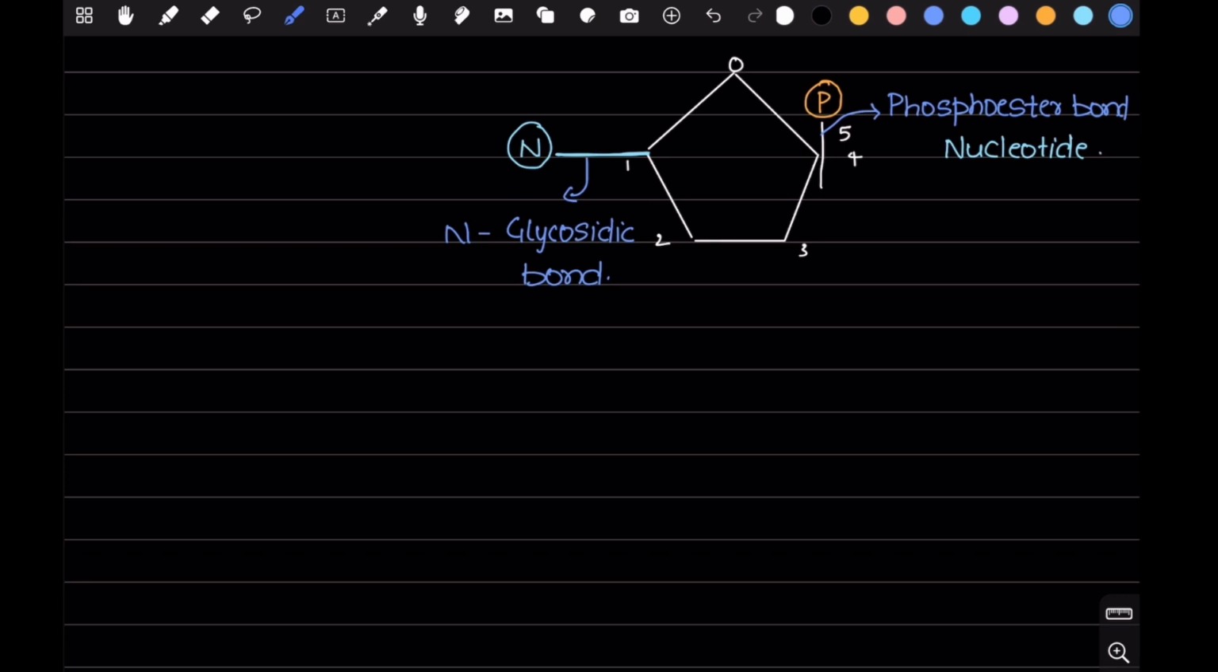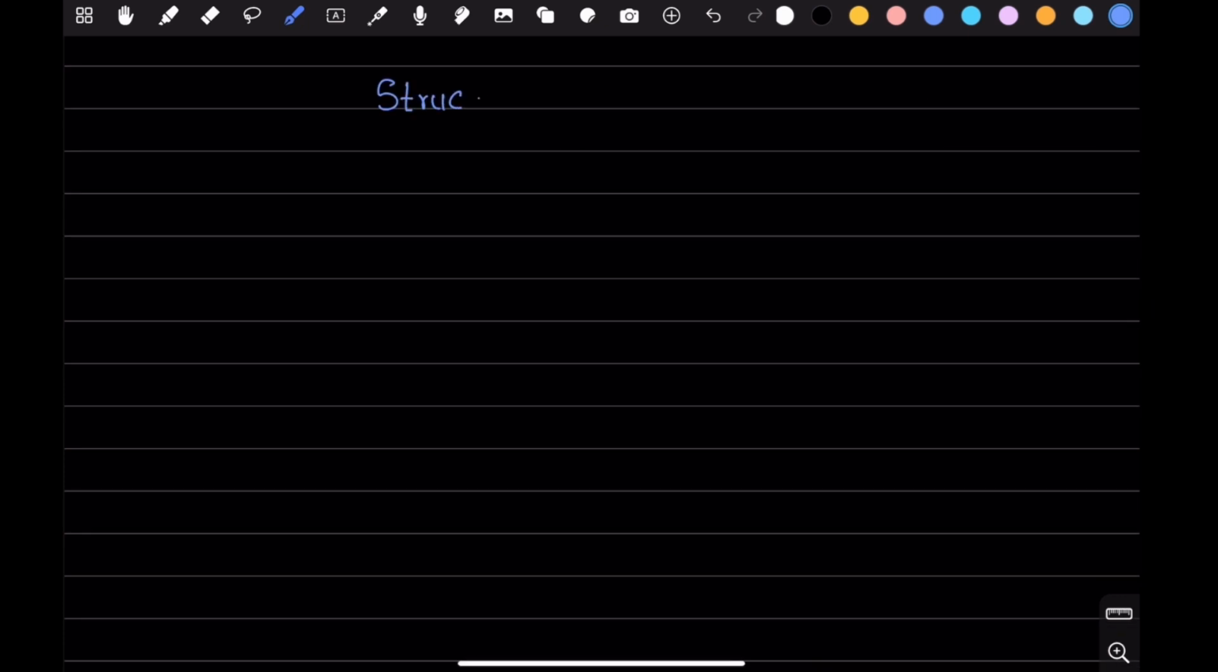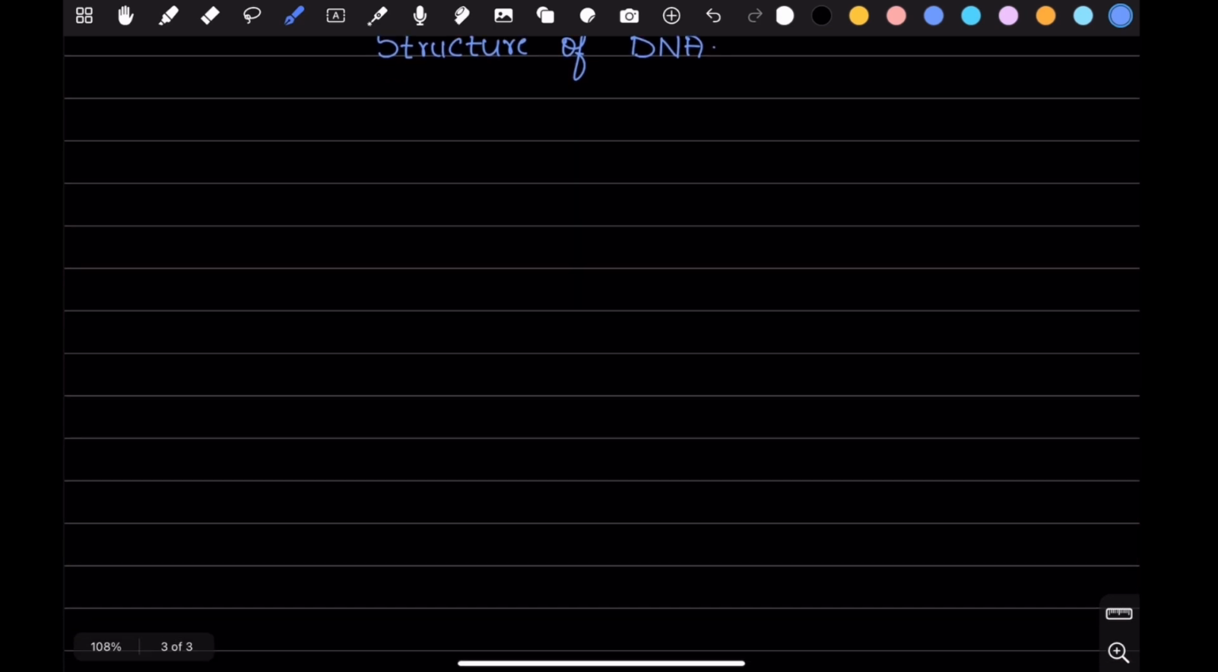Now let's go into detail of the structure of DNA. The same thing, we know that DNA is made up of nucleotides only. We'll draw the same structure once again here. Pentose sugar. The difference is there is no oxygen group at the second place. That's all. Deoxyribose sugar. Let's number it. 1, 2, 3, 4 and 5. We have a phosphate group at the fifth place.